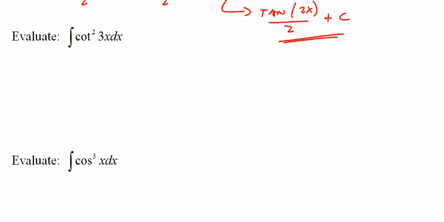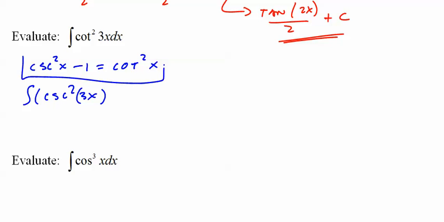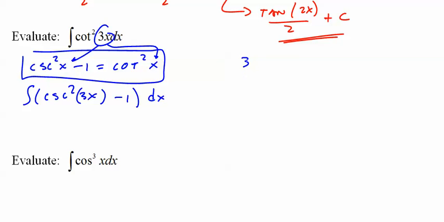Cotangent squared. Maybe there's an identity I know of. Cosecant squared x minus 1 equals cotangent squared x. Yes, this might come in handy. Integral cosecant squared 3x. This was just the identity I was basing it off of. Need to put what's really in there. Minus 1 dx. Why would that help us? I don't know. Let's go find out.